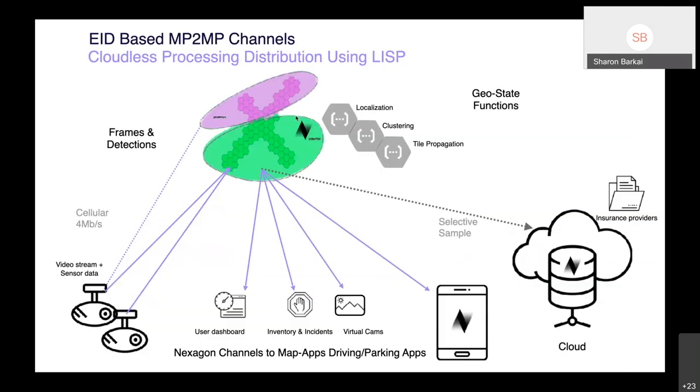And see that this allows us to implement these LISP channels where we apply functions at the state, for the purpose of sharing AI cameras, but it may have broader applications. There's a lot of stuff that you cannot process at the cloud that you can process at the edge.